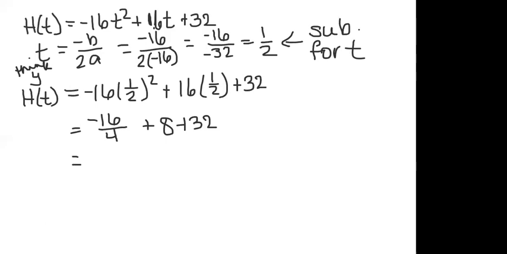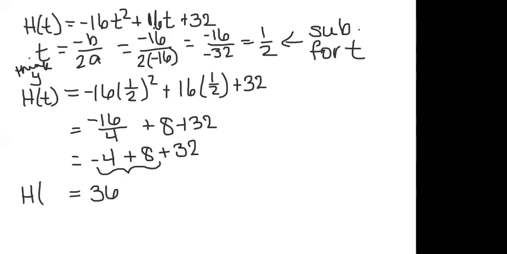I divide, I get negative 4 plus 8 plus 32. This right here gives me a 4. 4 plus 32 is 36. So the peak or the max height I have is 36 centimeters or whatever unit.